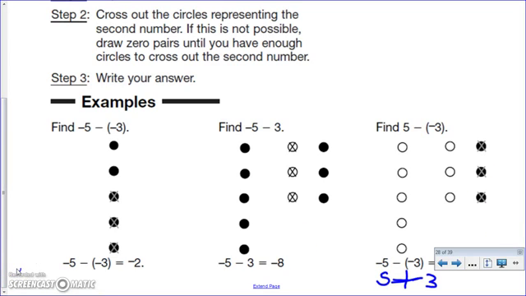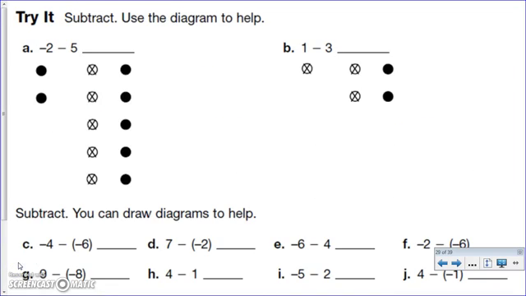So we're going to work through a couple of examples here to try it, subtract, use the diagram to help. You can also draw a number line if that makes more sense to you. So we have -2 minus 5. So there's our first 2 black dots on the left. Then we're taking away 5. So that's where the other 5 sets of dots come from. So we end up with -7.